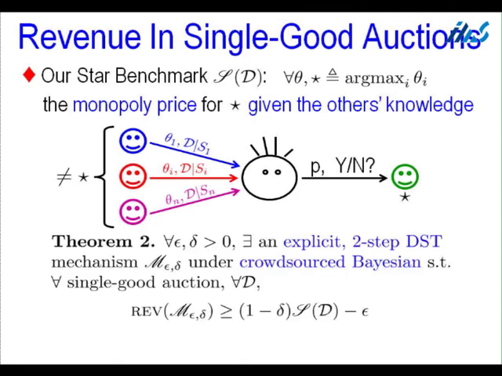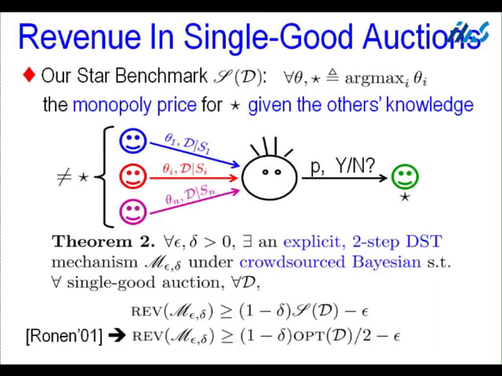Now, what is the result? The result is that for any small numbers epsilon and delta, there exists an explicitly constructed two-step DST mechanism under the crowdsourced Bayesian assumption, such that for any single good auction, meaning for any number of players and any upper bound of the valuation, and for any distribution, this mechanism will generate a revenue which is a 1 minus delta fraction of the star benchmark, again minus some epsilon discount. So almost 100%, but with a delta loss.